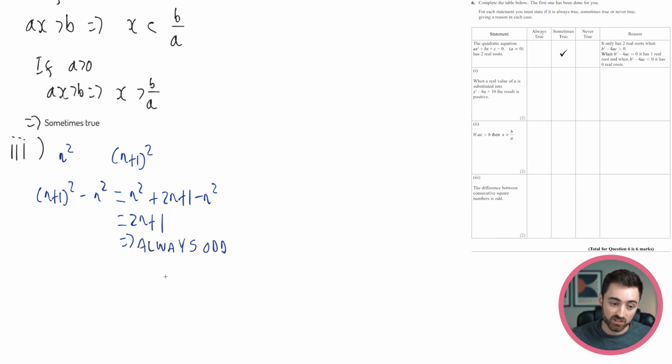Always odd. So basically, yeah, this thing is always true. So a bit of a proofy question there. Filling in a table. I didn't think it'd take that long, but there we go.